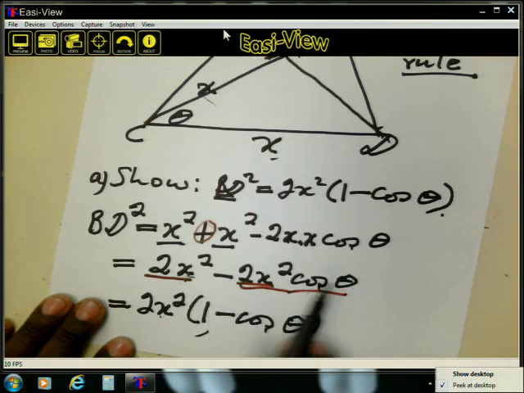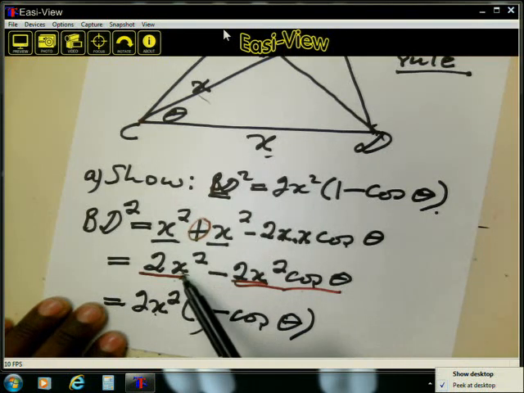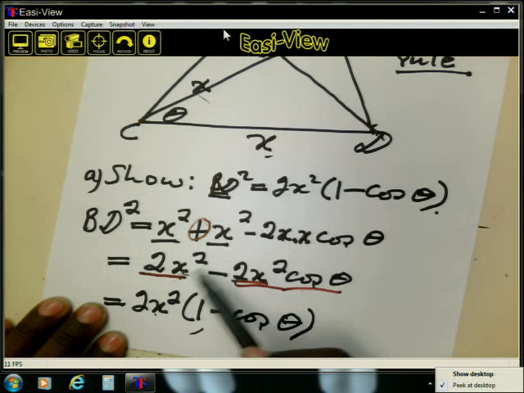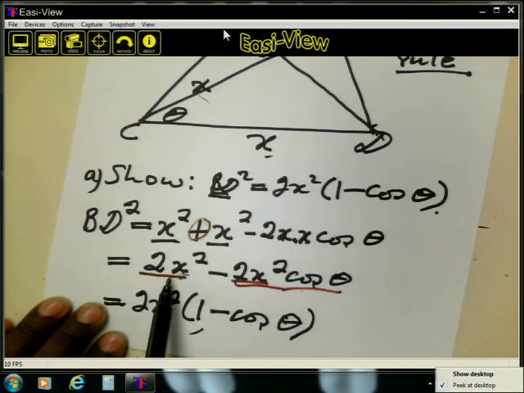Again, simple algebra. When you have terms joined by plus or minus, then you don't have one term but an expression. So this expression here consists of two terms, 2x squared together with minus 2x squared cos theta. But in these, 2x squared is common. That is why we take it out.